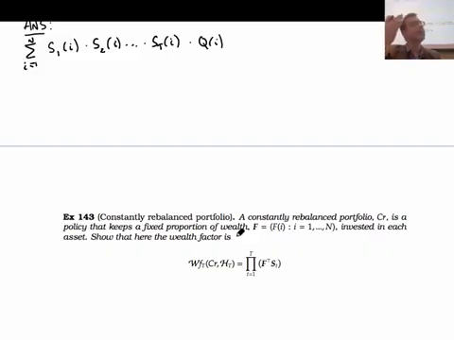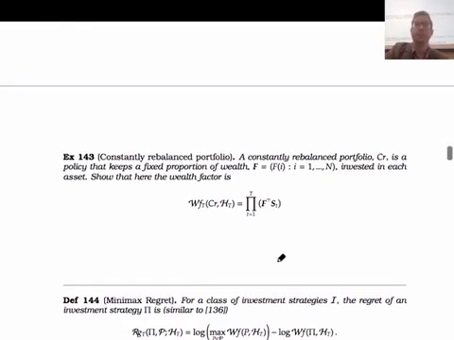So something like, I guess, yeah. Okay, I guess if you're following the FTSE 250 with an equal proportion in each FTSE 250 company, that would be what you would be doing, a constantly rebalanced portfolio. Okay, so a constantly rebalanced portfolio is a policy that keeps a fixed proportion of wealth invested in each asset, and the exercise here says to show that the wealth factor for this is given by the following.